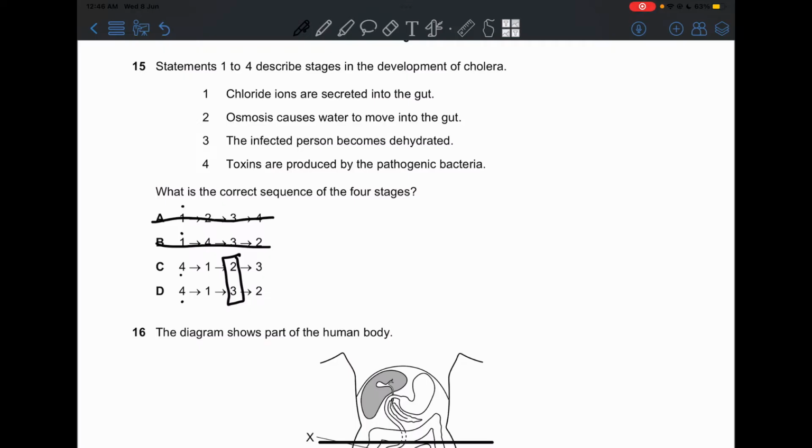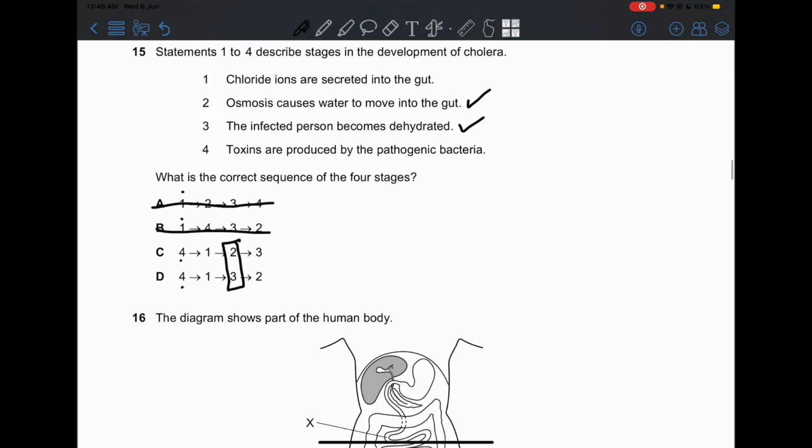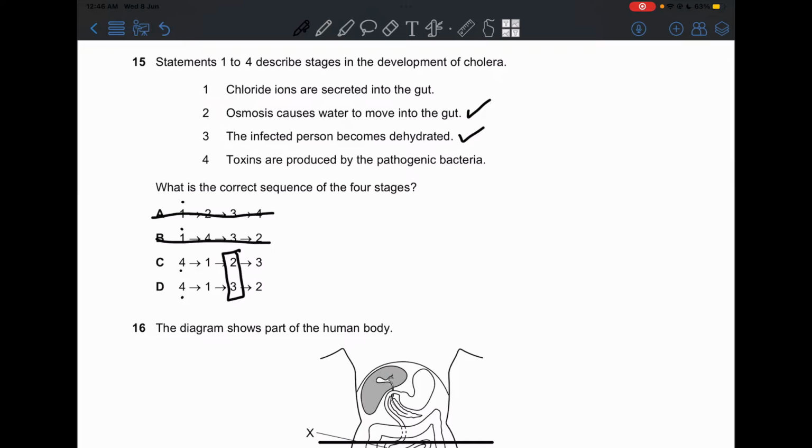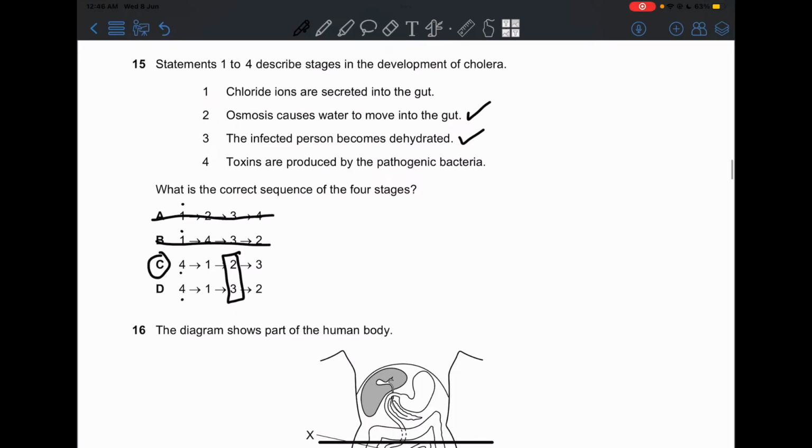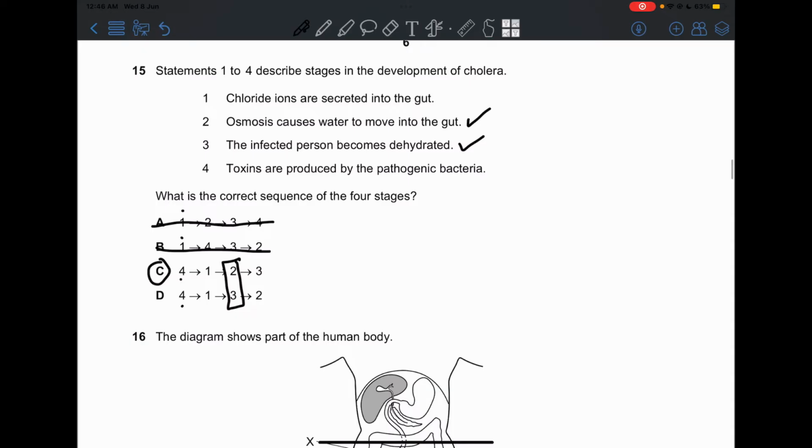Now, of course, osmosis will take place first and then the person will become dehydrated, because as we know, if there are many chloride ions, it will decrease the water potential. So there will be osmosis causing the water to move into the gut from the blood, decreasing the water potential. So our answer will be C here. And over here, D is also incorrect, because how will the person become dehydrated and then the osmosis will take place? So this is definitely incorrect.